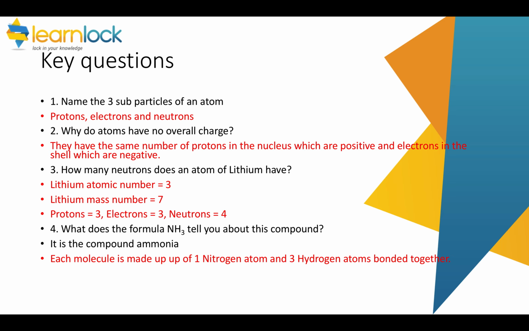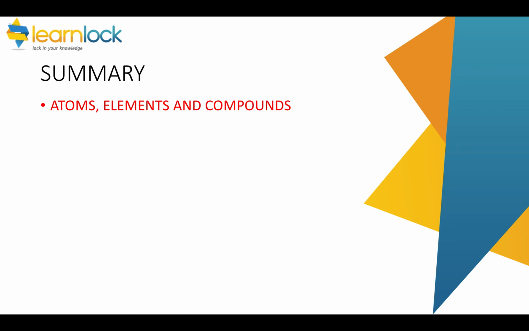What does the formula NH3 tell you about this compound? The compound is ammonia and is made of 1 nitrogen atom for every 3 hydrogen atoms. In summary, we've looked at atoms, elements and compounds.